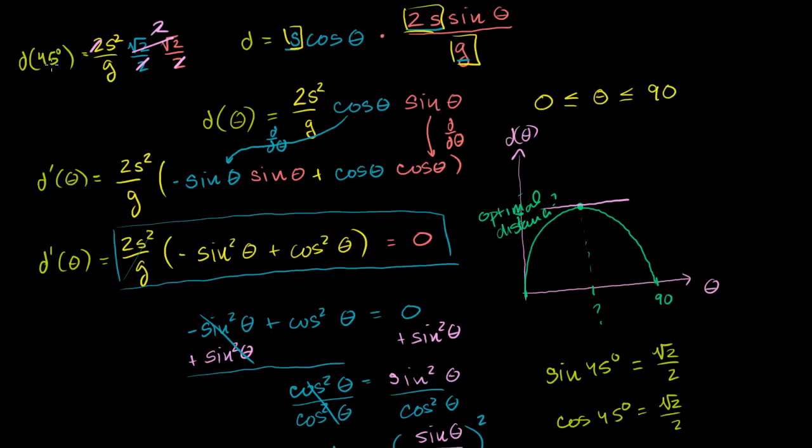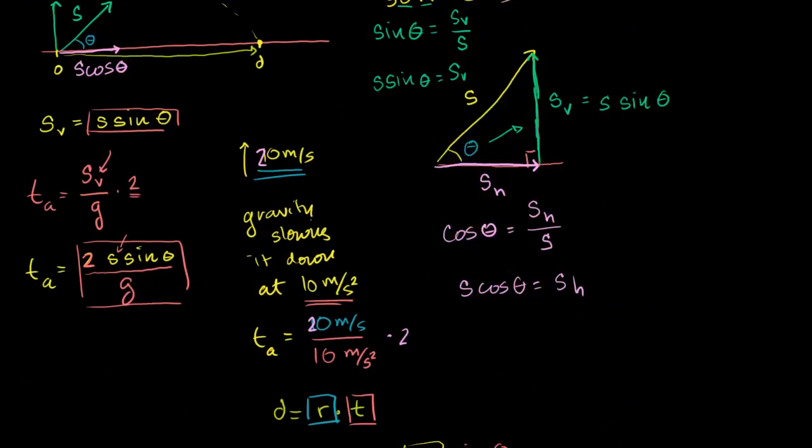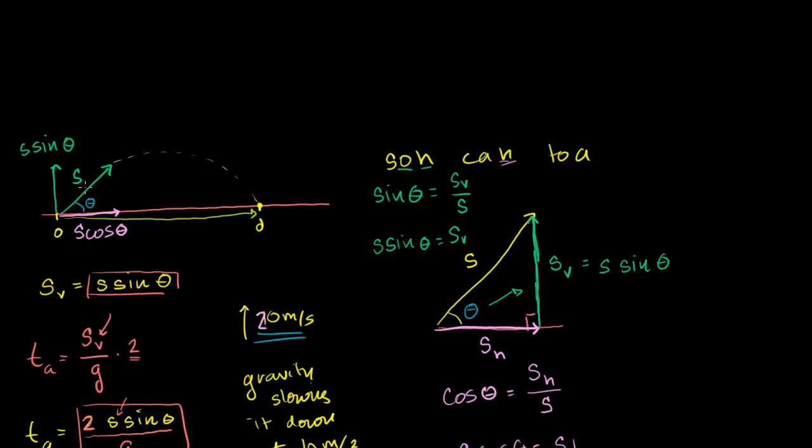So for the optimal distance you travel at 45 degrees, all we're left with is s squared over g, assuming no air resistance, kind of an ideal circumstance. But no matter what planet you're on, how fast you do it, the best angle is always 45 degrees, assuming no air resistance. And if you do it on that best angle, you're going to travel s squared over g. So going back to the original problem, let's say s was 10 meters per second, and let's say we're dealing with a world where gravity is equal to 10 meters per second squared.